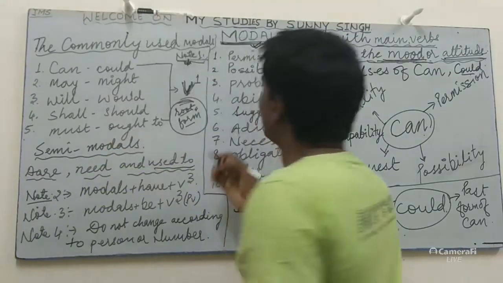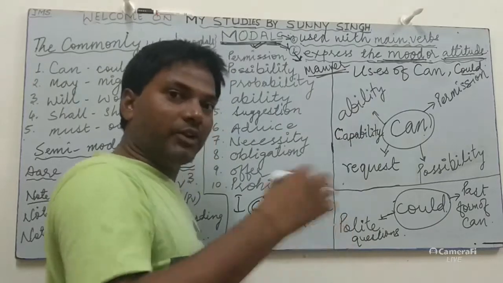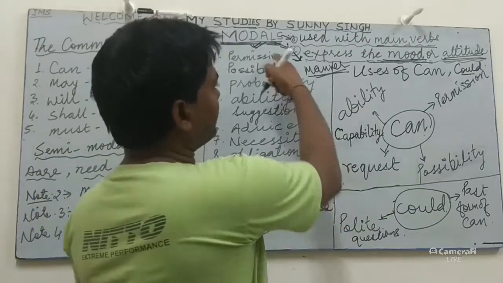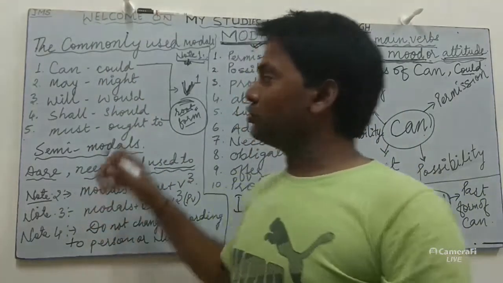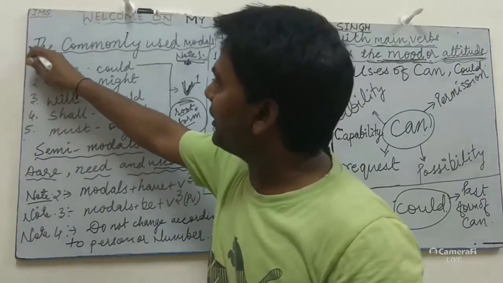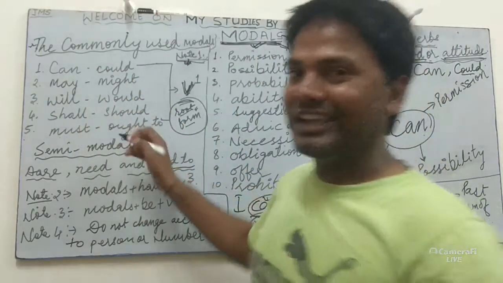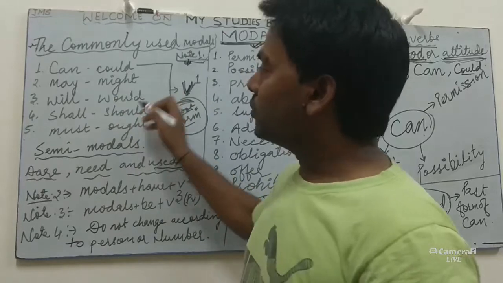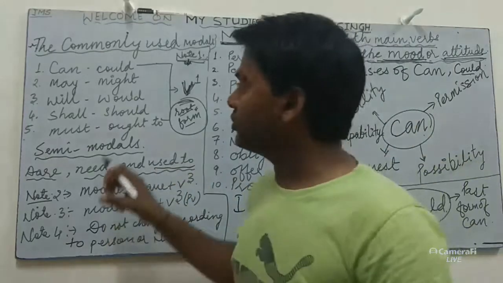Now, one more thing you should know, that modals are also used to express the manner of the work. In which manner anybody does the work, that is also expressed with the use of modals. Now let's come to know about those words which are in the categories of modals. First one is the commonly used modals. In the commonly used modals, you can count all these 10 words: can, could, may, might, will, would, shall, should, must, ought to. Guys, आपको एक चीज ध्यान देनी होगी यहाँ पे.